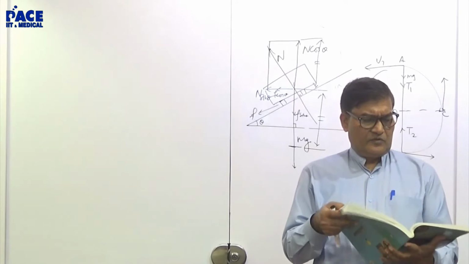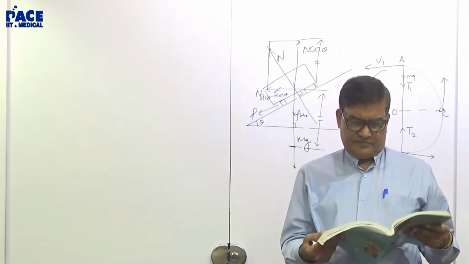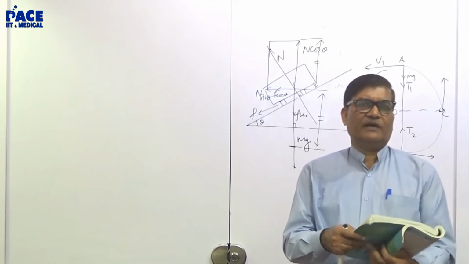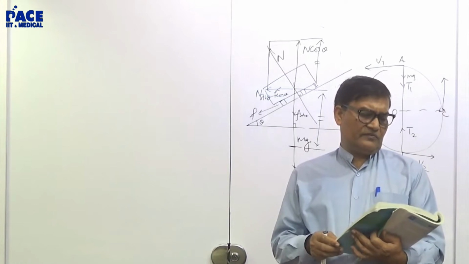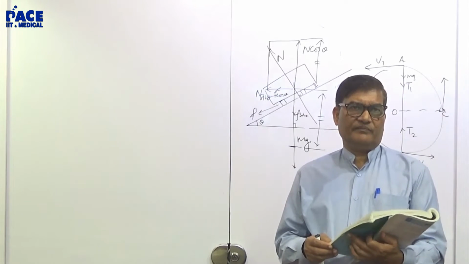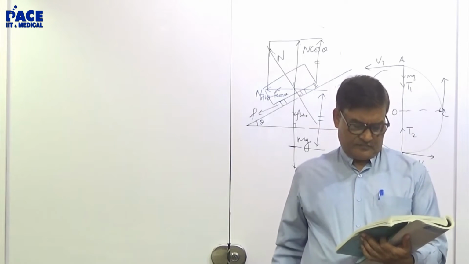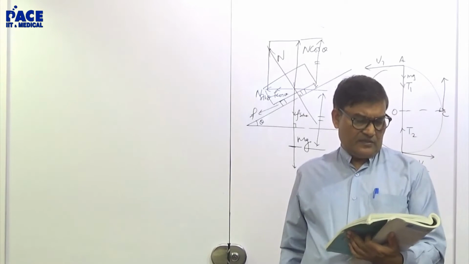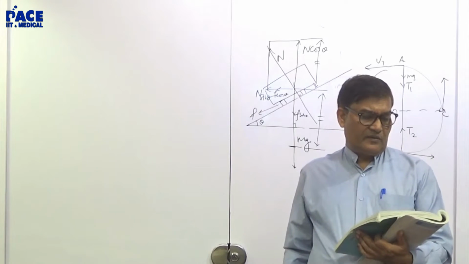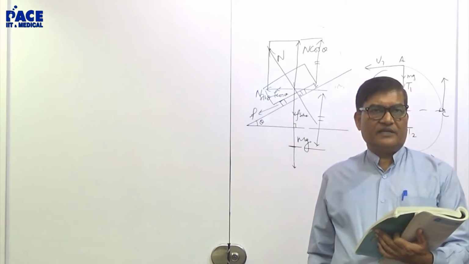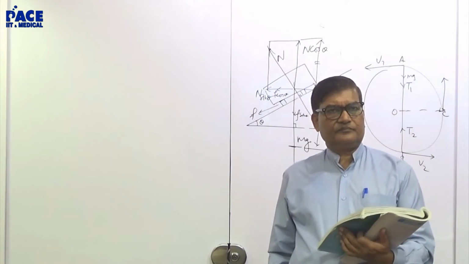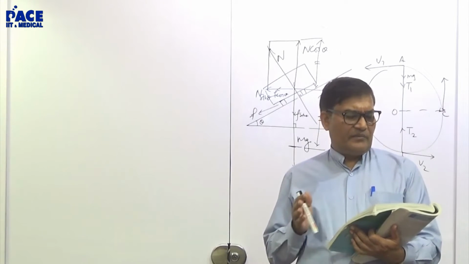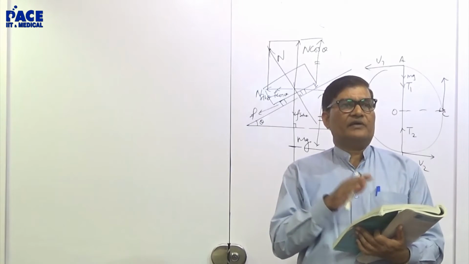Then we can go to the 7th chapter. The first topic, 7.1, is the derivation of a simple harmonic progressive wave traveling in the positive x direction. That is one. It can be traveling in the negative x direction.